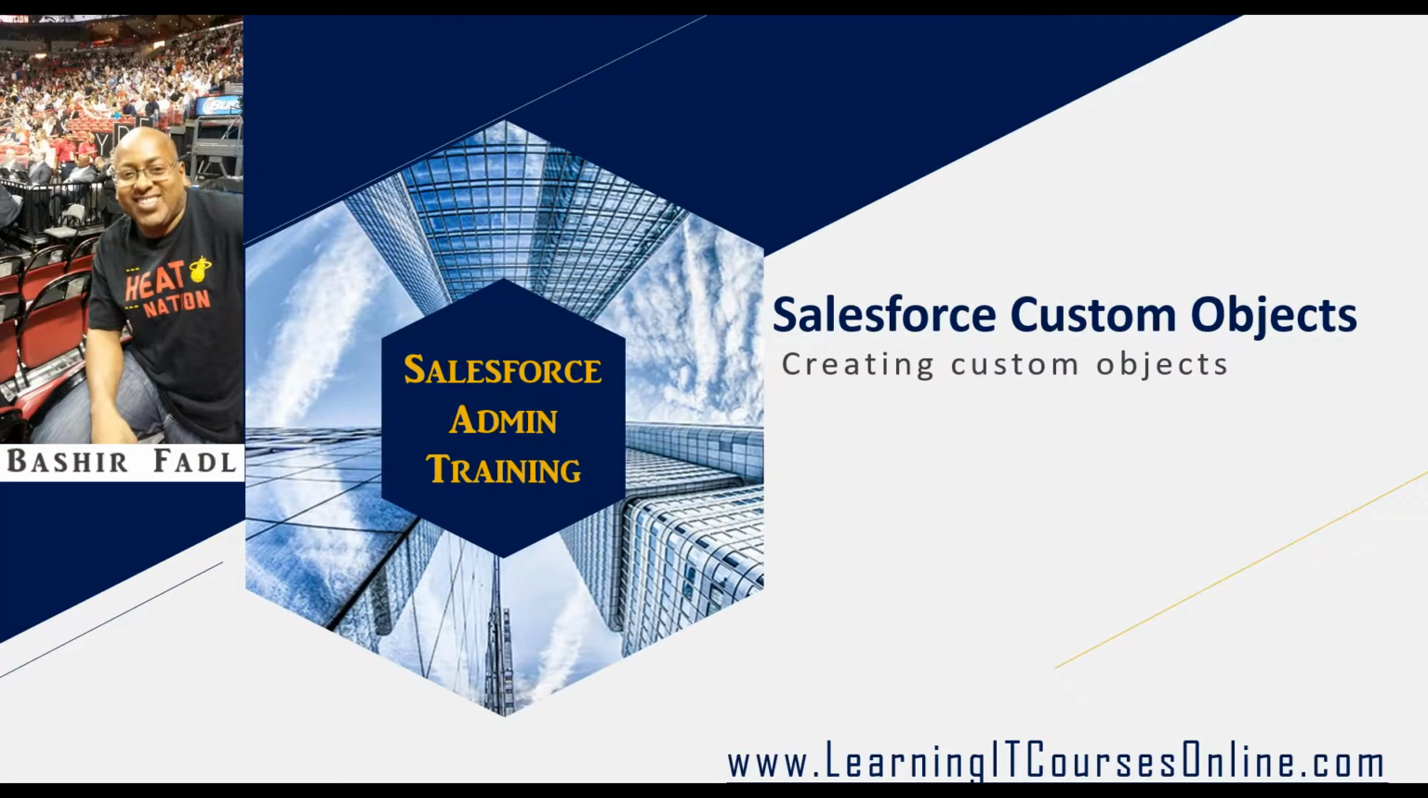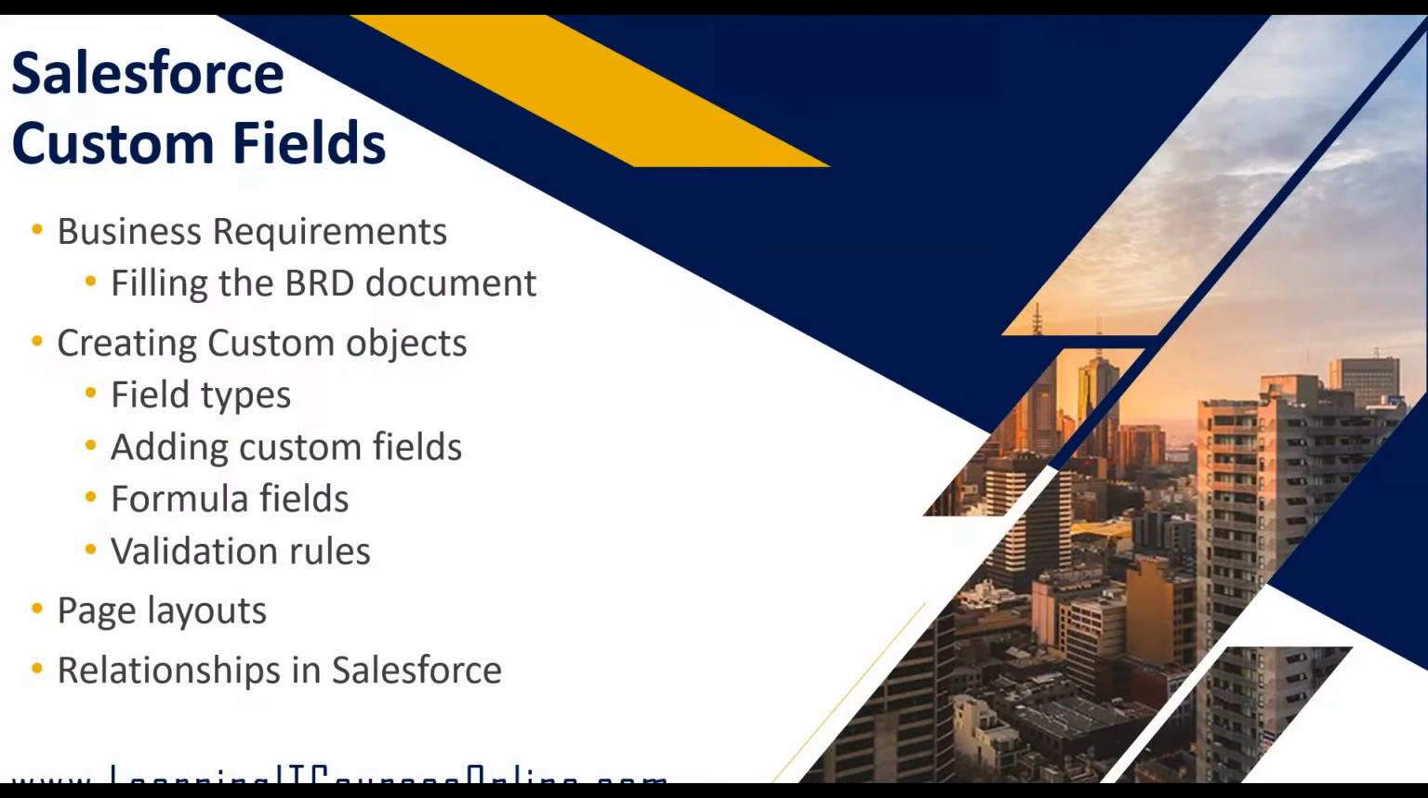In this part of the series, we're going to be talking about Salesforce custom objects, and we're going to work together in creating custom objects. Part of what we're going to be working on as we create our custom objects is business requirements, and then we're going to switch to creating custom objects, including field types and knowing the different field types, adding custom fields, formula fields, validation rules. We're going to look at page layouts, and then we're going to talk about relationships in Salesforce.